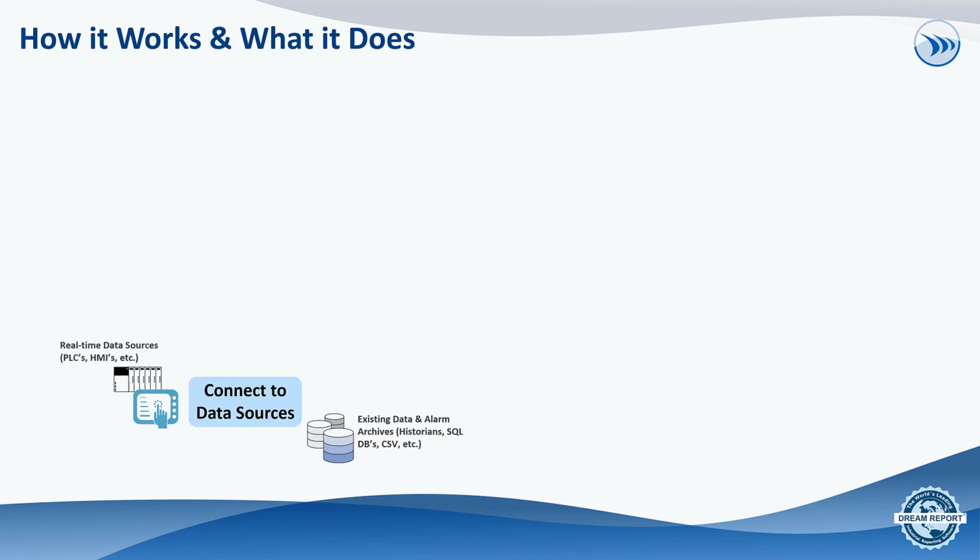So let's take a look at how Dream Report works and what it does along the way. So you create a reporting application. The first thing that happens is a wizard pops up and it says, what do you want to connect to? And there's really two categories of data Dream Report works with. The first is existing data and alarm archives.